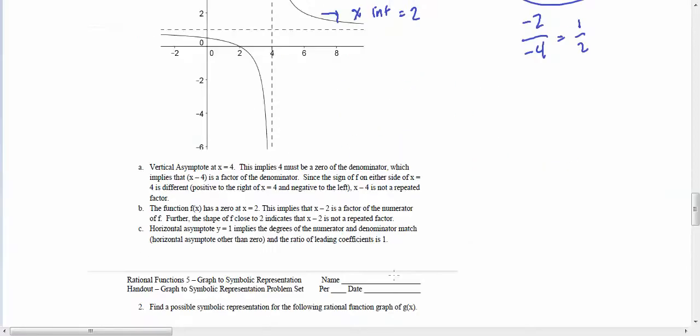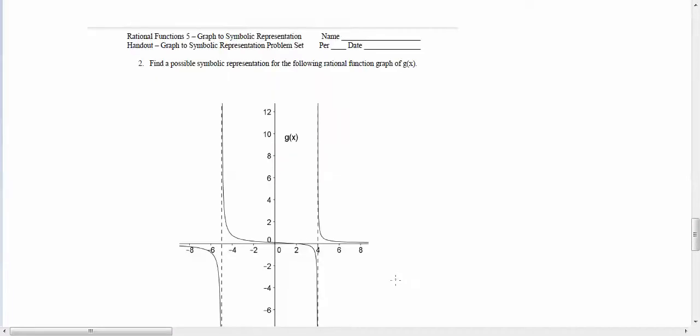Yeah, let's try another one. Alright, this one right here. I'm going to do this one a little bit quicker. I got vertical asymptotes at 4 and negative 5. So I have a denominator, and it's going to have an x minus 4 and an x plus 5 on the bottom. That's from the vertical asymptotes. I know that my horizontal asymptote is at y equals 0.